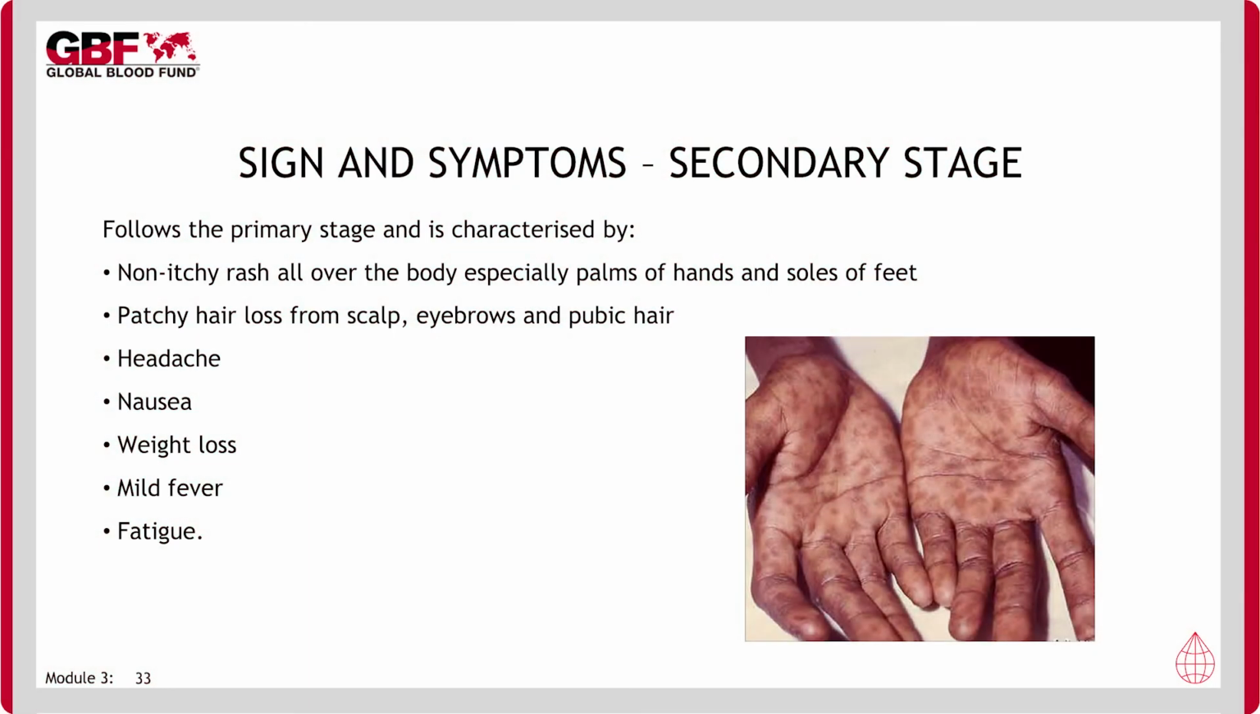The symptoms of secondary syphilis develop 2 to 8 weeks after a person first becomes infected with primary syphilis, and a non-itchy rash usually marks this stage. The rash might be confined to one part of your body, or it could spread over several parts. The appearance of the rash varies. A non-itchy rash usually appears all over the body, especially palms of hands and soles of feet. Other symptoms include patchy hair loss from scalp, eyebrows, and pubic hair, headache, weight loss, and mild fever.